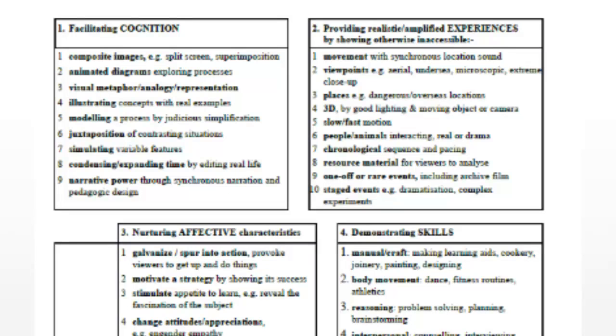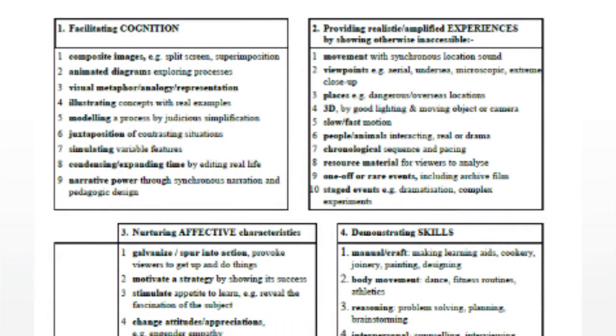Now, note there's an overlap with category 2. The presentation of real-world examples would entail experiential categories, such as 2.6, people and animals interacting, for example, or 2.8, resource material, or 2.9, one-off or rare events. But category 2 is what we show, whereas 1.4 is why we show it. It's a teaching function. Okay, so going on to category 2 now. 2.1, movement. So this is the fundamental reason for using video, showing movement. And notice that advice for synchronous location sound. That's essential for realism. You have synchronous location sound, so you can hear the things you're looking at.